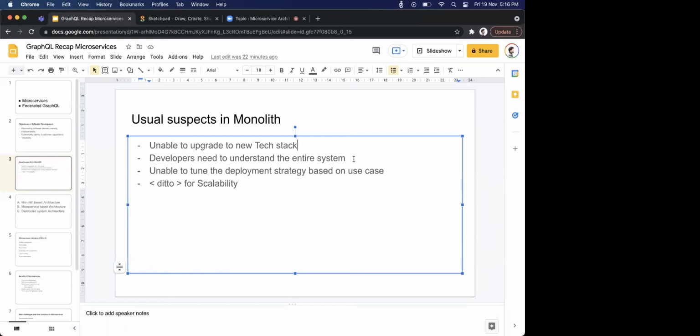Fine. So other problems that people face in monolithic architecture, where they don't follow frameworks or microservice architecture. One problem is that you will have to explain the entire system to the developer before assigning any task to him. Other than that, we have two more problems in terms of deployment and scalability. We won't be able to tune our deployment strategies based on a use case.